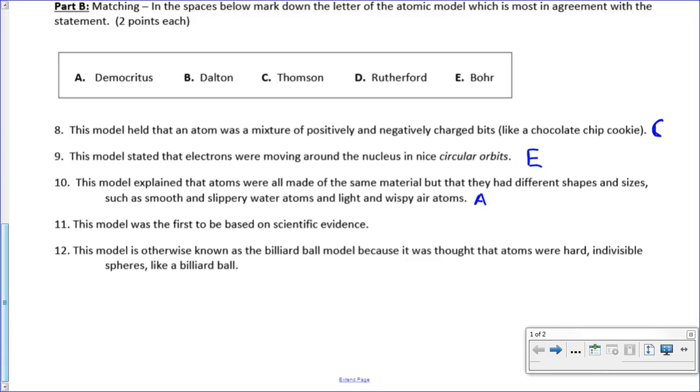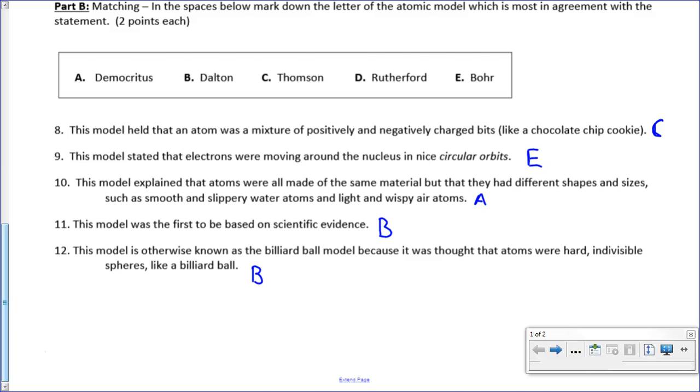Dalton is the first one of these people who's actually a scientist. So Democritus is not really a scientist. He's a philosopher. He's just a thinker. He just argues about what he thinks things are. But Dalton is the first one to collect evidence. So it's B. All right, number 12, this model is otherwise known as the billiard ball model because it was thought that atoms were hard, indivisible spheres like a billiard ball. That is also Dalton. All right.